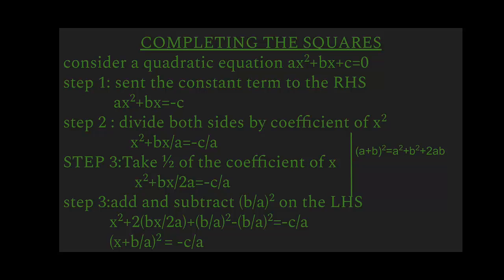So nothing has changed. The reason we are doing this is because we have to make this in the form of the formula a squared plus b squared plus 2ab, which is equal to a plus b the whole thing squared.